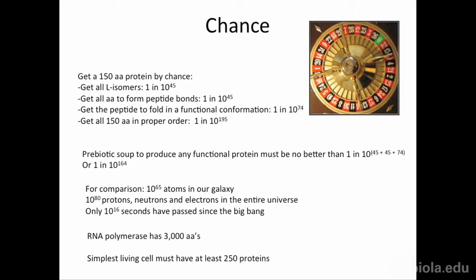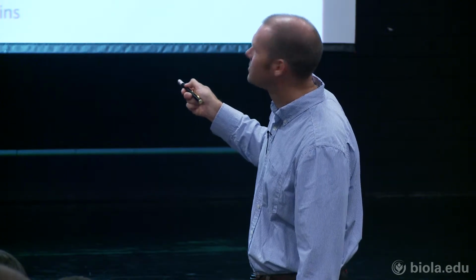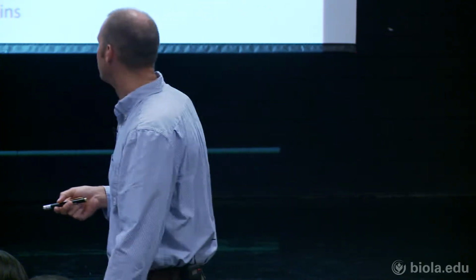Take RNA polymerase. You have to have RNA polymerase in a cell if you're going to make mRNAs and make any proteins, and this is 3,000 amino acids. Everything I've said is just for a 150 amino acid protein. Think about how big these numbers are going to be for a 3,000 amino acid protein. The numbers are staggering.